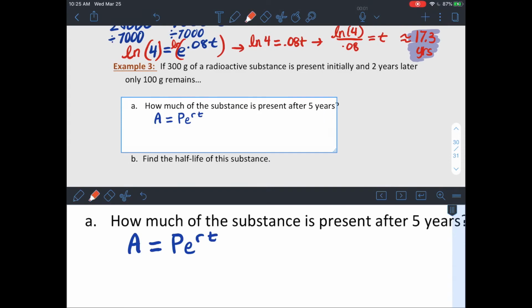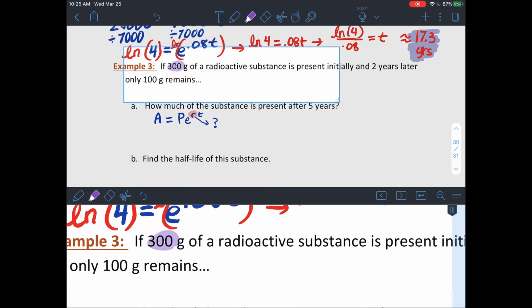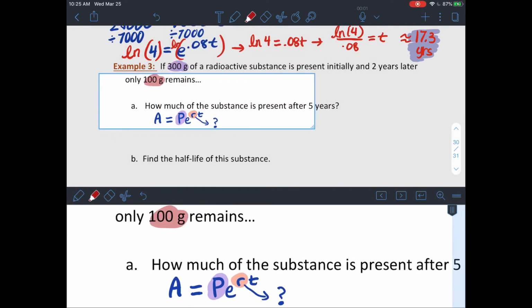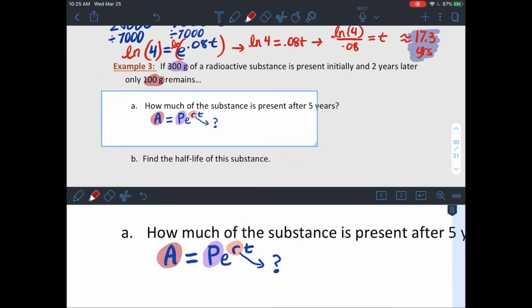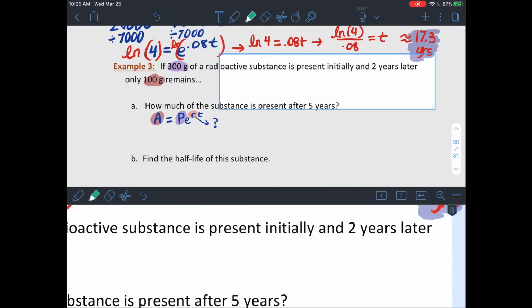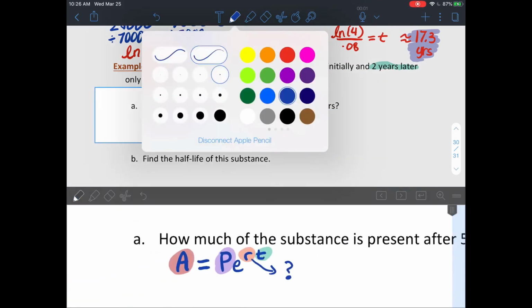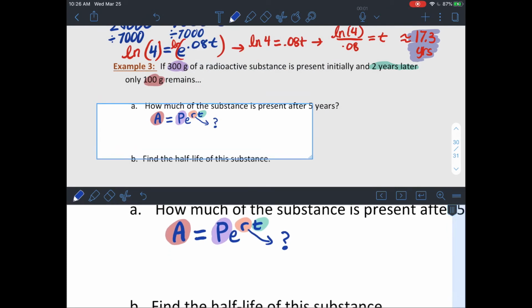Okay, a little chemistry for you. So we've got this substance and it's decreasing in amount, but we don't know the rate at which it's decreasing. So this is kind of going to be a two-step process. So first off, we need to find the rate at which the amount of our substance is decreasing. We do know the starting and ending amounts, and that it takes 2 years to go from 300 grams down to 100 grams. So I can use those pieces of information to figure out my rate of decrease in my radioactive substance.